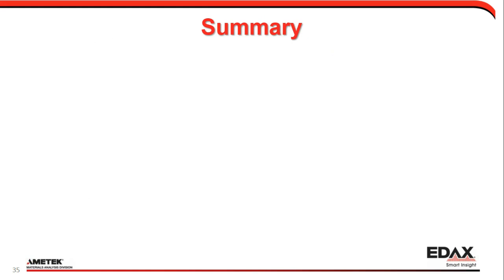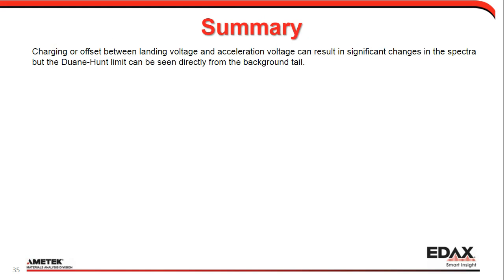So what we would like for you to walk away with today is that the background does have quite a bit of useful information in there. The most readily accessible one is the basic charging of the sample. Look at the tail of the background, and it should trace off nicely towards your acceleration voltage. If it doesn't, that means you have charge buildup, and you can actually estimate the amount of buildup simply by looking at where the tail ends.